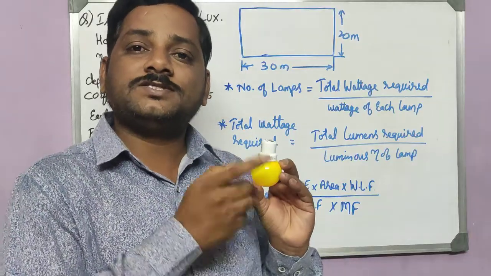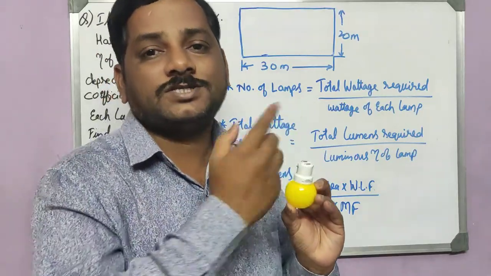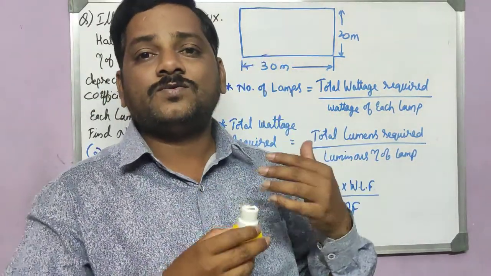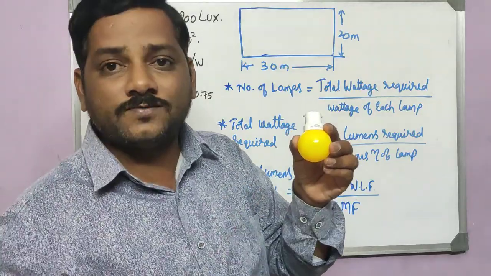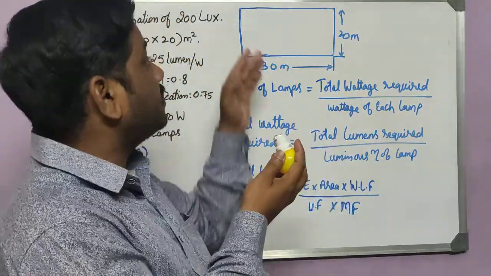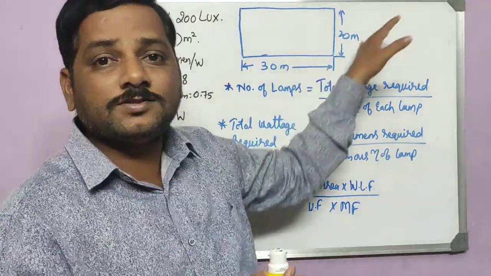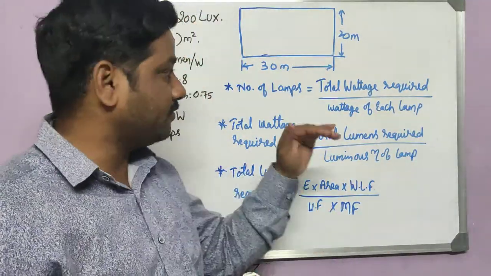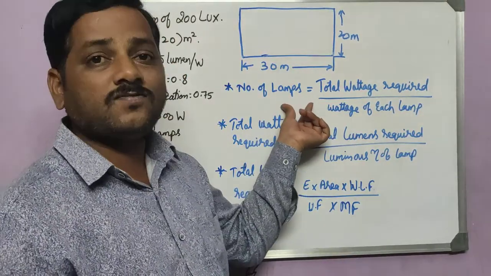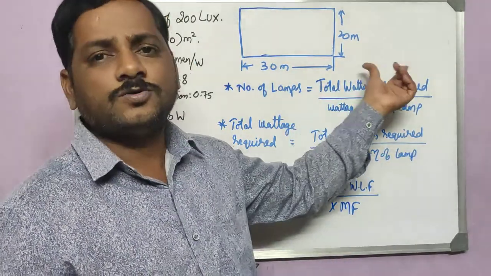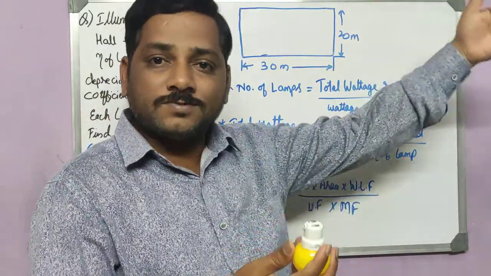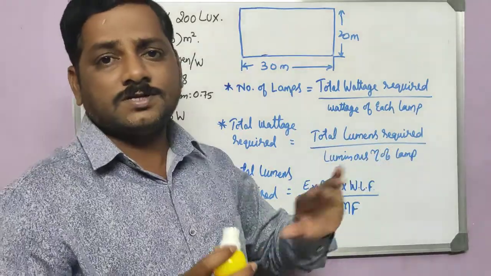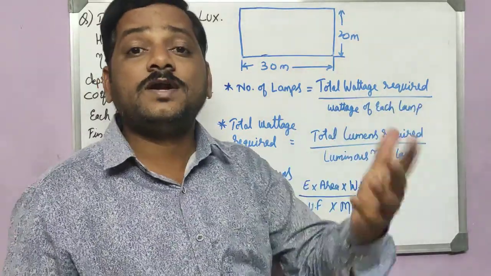Total wattage required depends upon what illumination is required. Illumination is given. Using that, you have to find the total lumens, the light output from this lamp, that is required to illuminate this room for 200 lux. That you need to find. I'll come to that point. First, understand this: the number of lamps can be calculated using total wattage required to get that much illumination divided by wattage of each lamp. We know the wattage of each lamp. That's not a problem. Now we need to find the total wattage required.